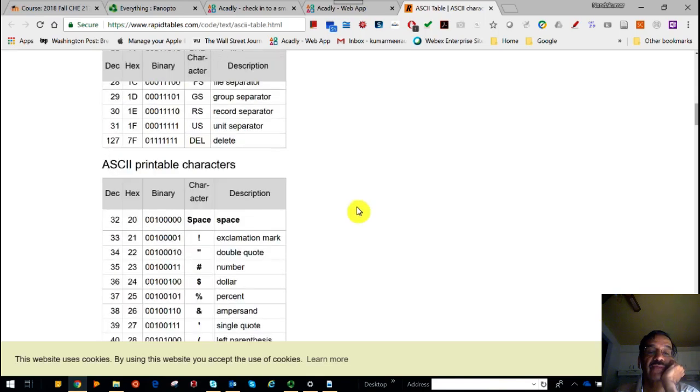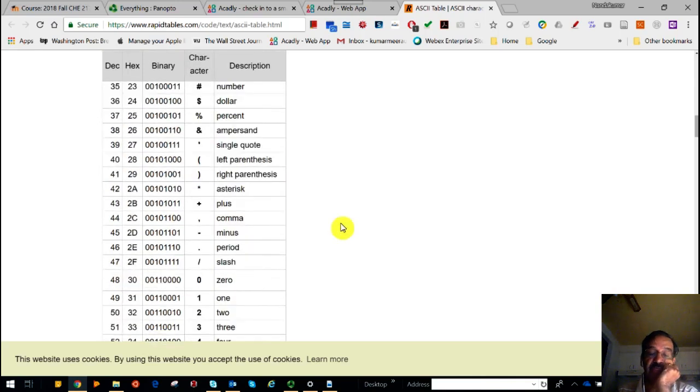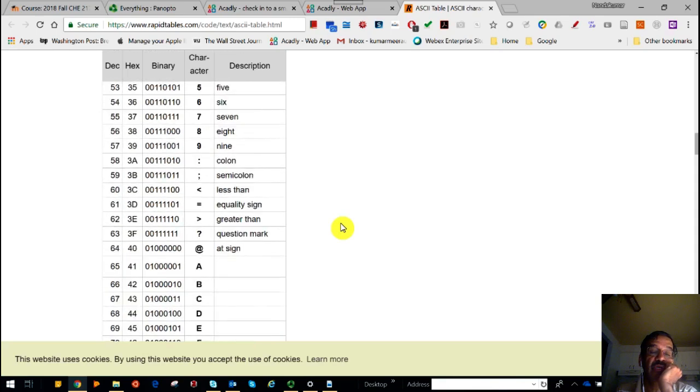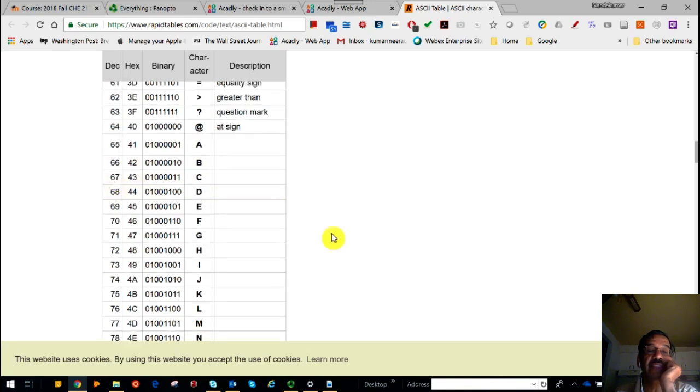Okay, so if you go and look at, for example, exclamation mark, in decimal it's the 33rd position in the table, in hexadecimal it's 21, in binary it is 0100001, etc. So when you press a particular key on a keyboard, this is the bit pattern that is transmitted by the keyboard to the computer. So here you have, for example, uppercase A is the 65th position, uppercase B is the 66th position, etc.